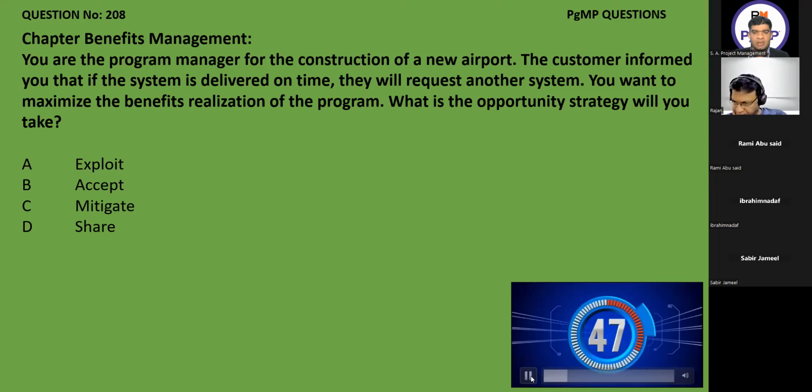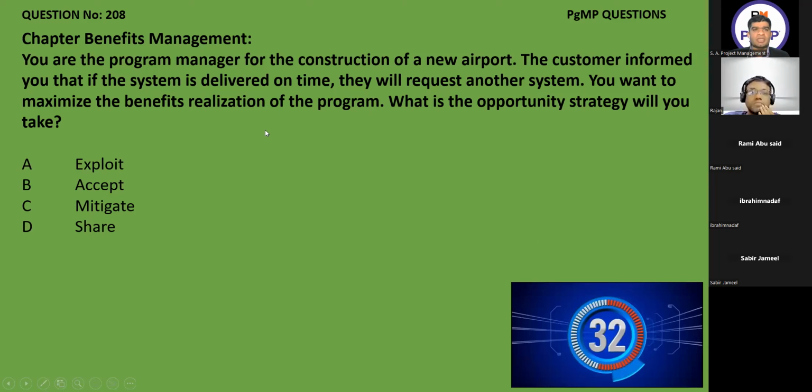So this is a question from the risk point of view. The customer informed that if the system is delivered on time, they will request another system. You want to maximize the benefit realization. What is the opportunity strategy will you take?